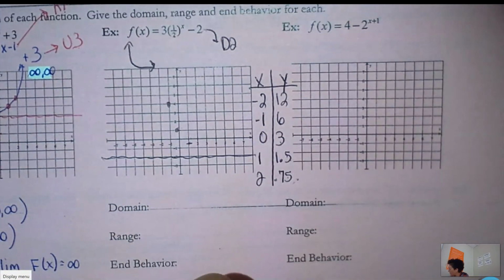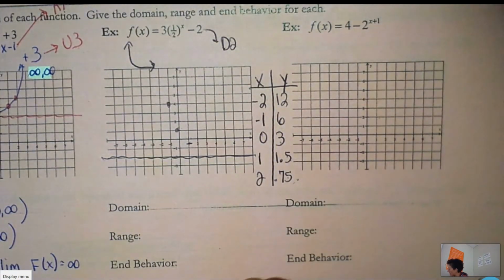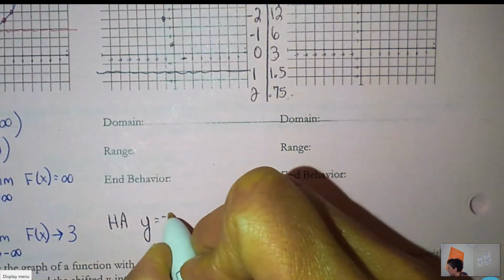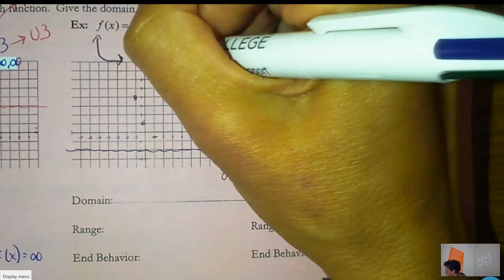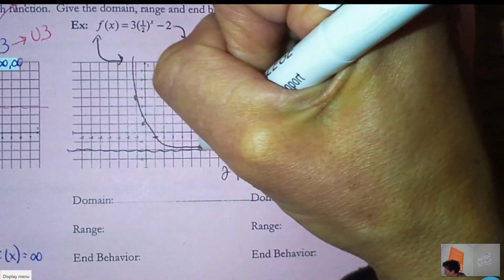So again, I'm going to have a horizontal asymptote of y equals negative, sorry, you can see that, y equals -2. And now I'm going to make sure I get that exponential shape going down. And when I get to the wall, just have it go right above it. Don't let it touch it.